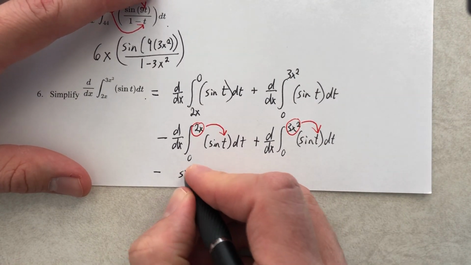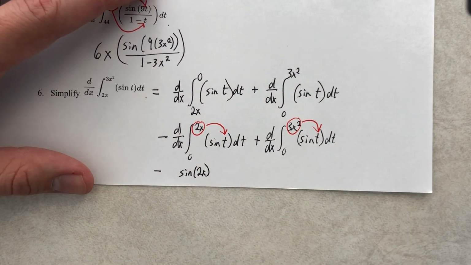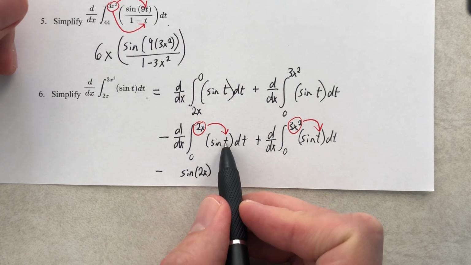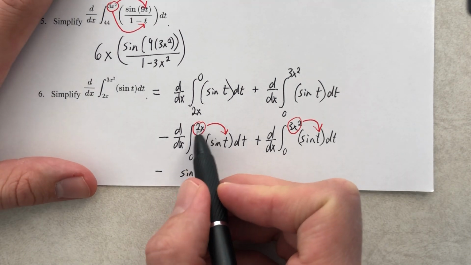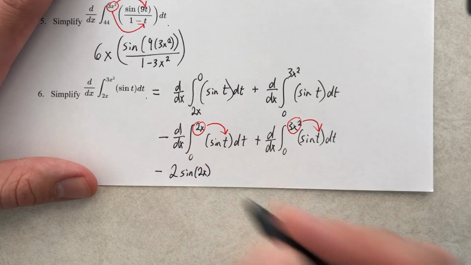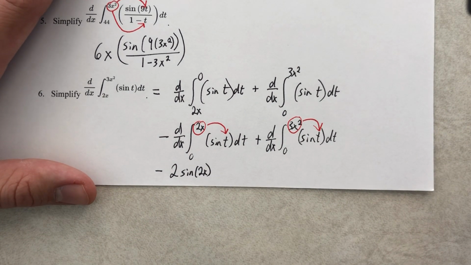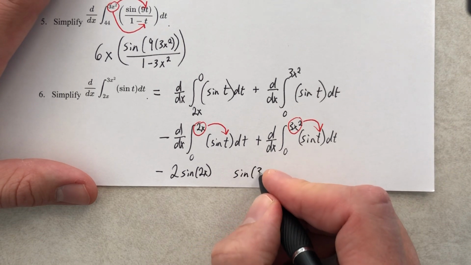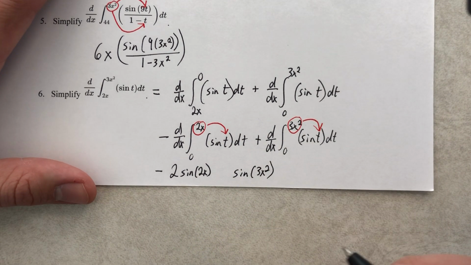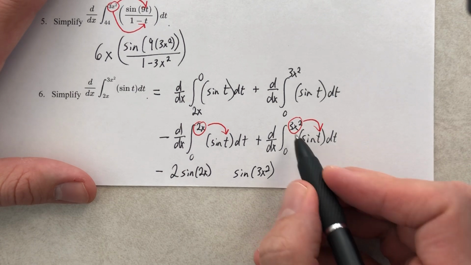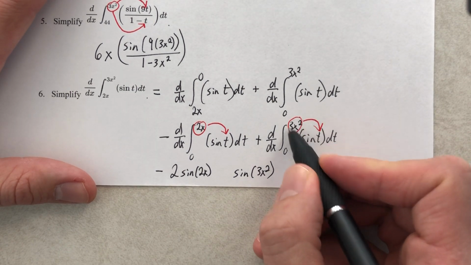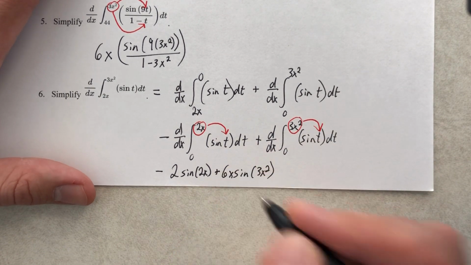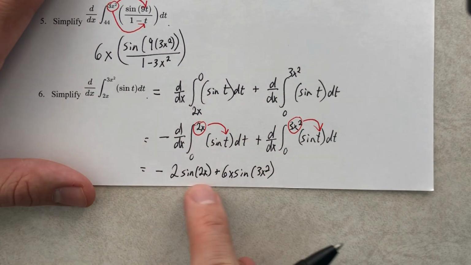Something's about to happen here. Negative sine of 2x, pause. This is a composite function. You just took the derivative of a composite function. You need to multiply by the derivative of 2x, which is 2. All right, let's keep moving. The derivative of an integral is, well, in this case, sine of 3x squared. Oh, wait, you just took the derivative of a composite function. The derivative of a composite function means I need to multiply by the derivative of the inner function. That would be 6x. We'll add a plus sign. There is my final answer.